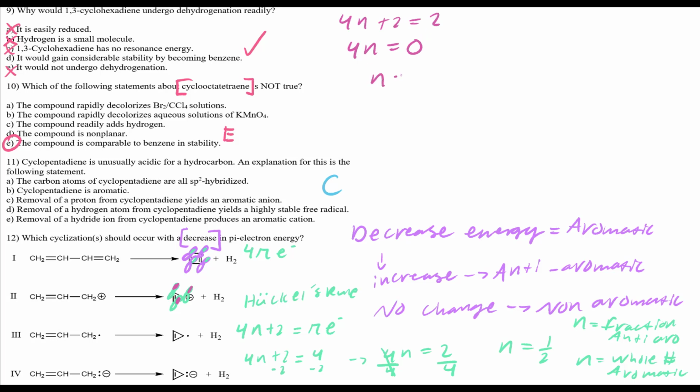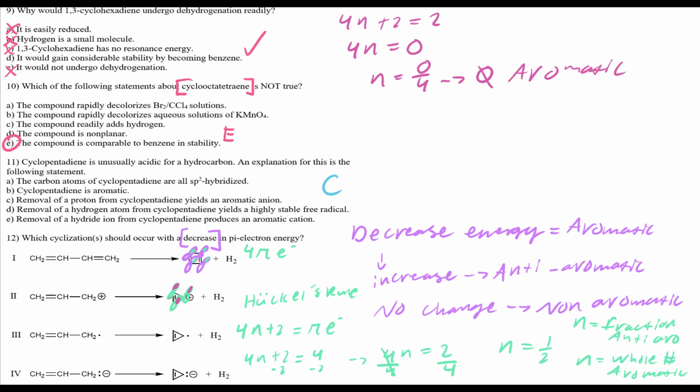So n is equal to 0 divided by 4, which is just 0. So yeah, n can be a whole number, and it can also be a 0, because 0, after all, is a whole number. It's technically a number, right? So this would be aromatic. So this is aromatic. And we do have conjugation.